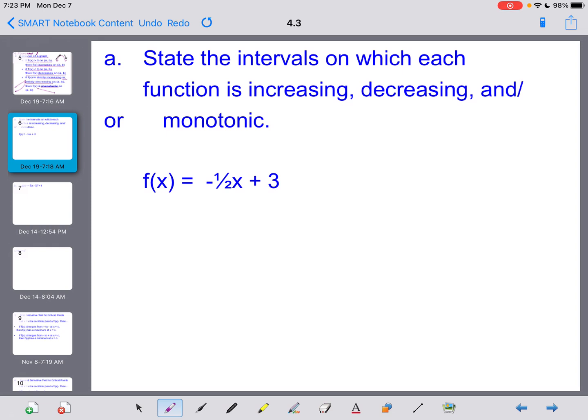So we're going to state the intervals on which each function is increasing, decreasing, and/or monotonic, although we really don't do monotonic all that much. So let's take a look at f of x equals negative 1/2 x plus 3.